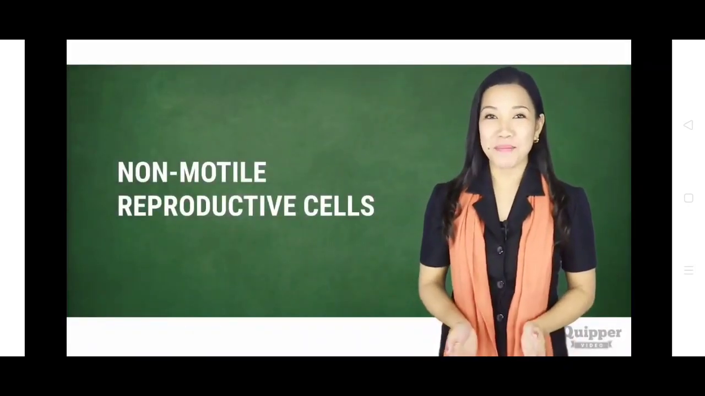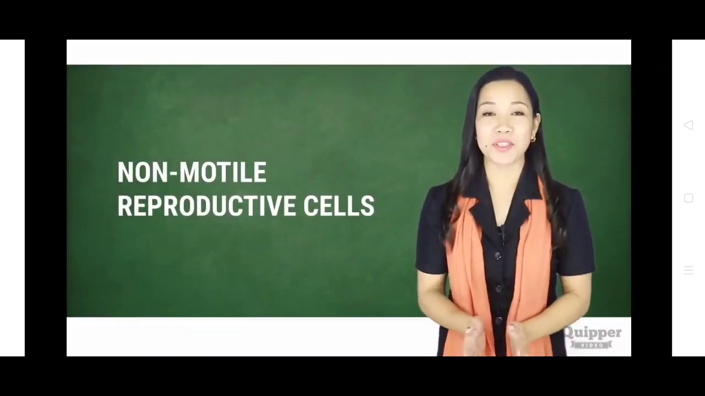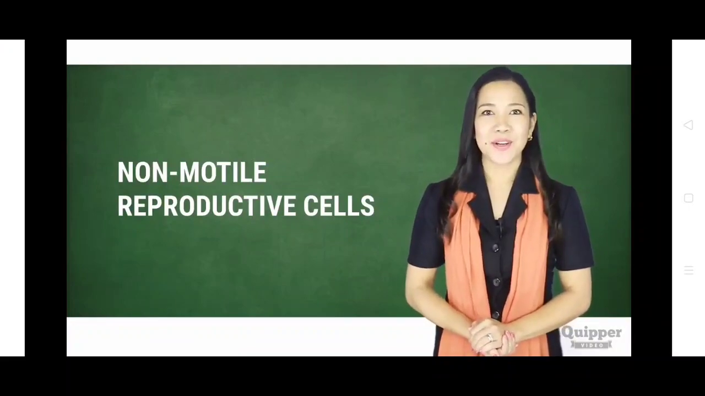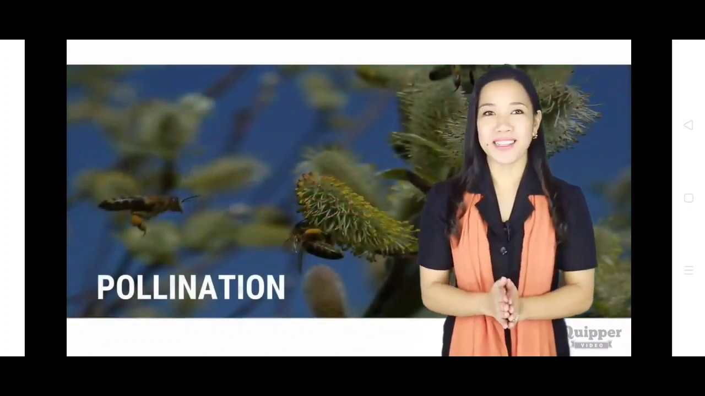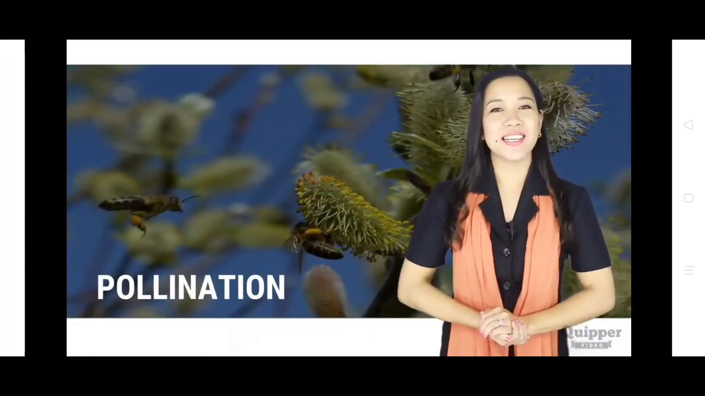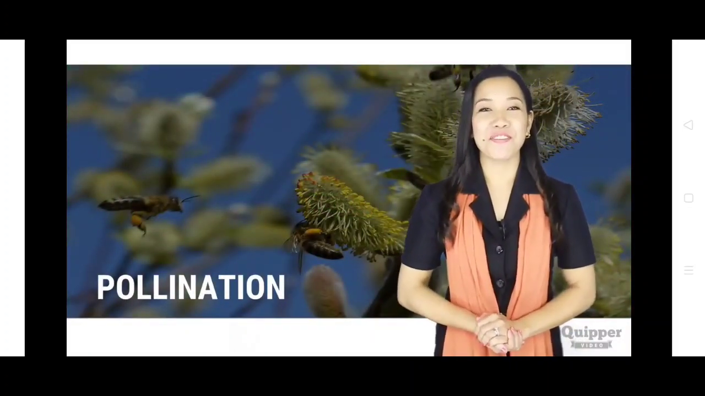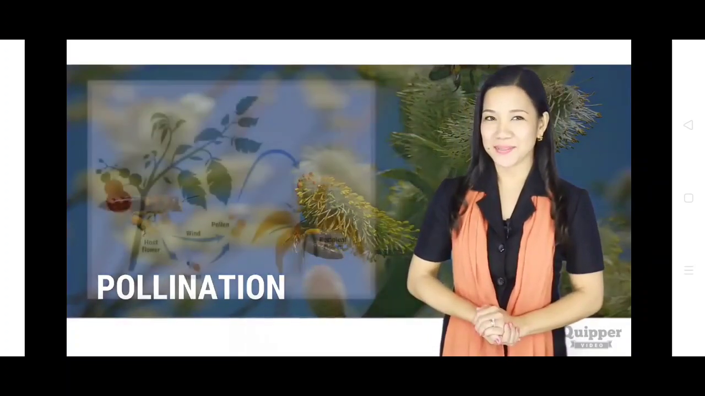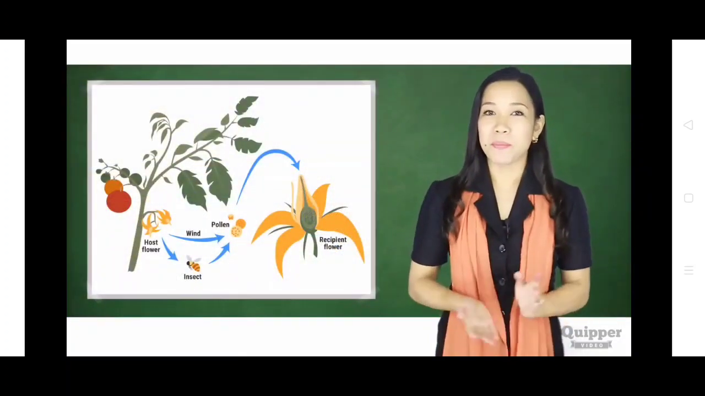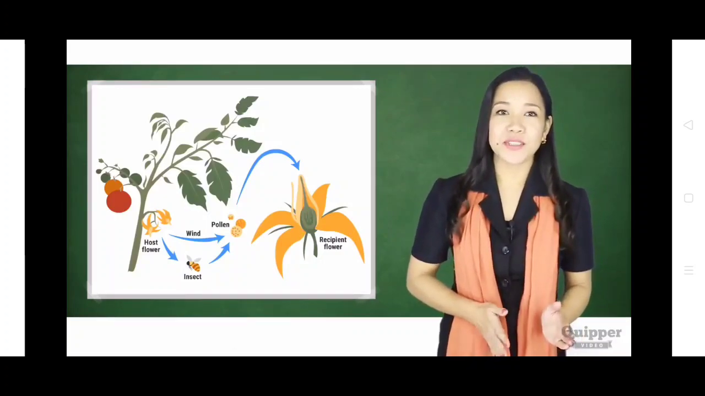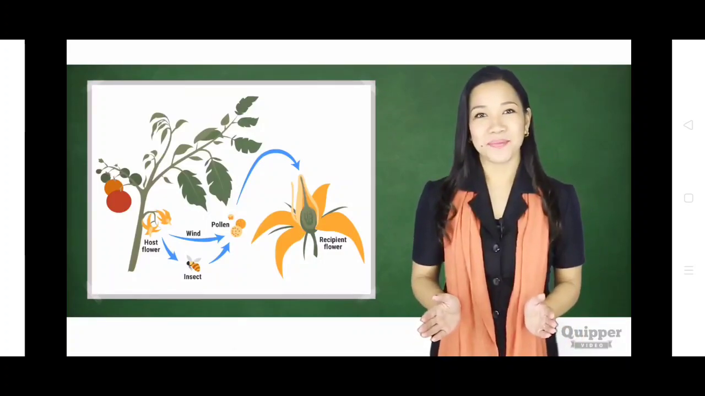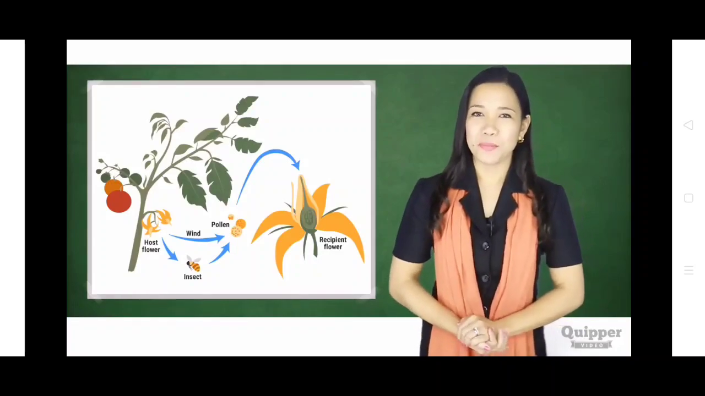Both the male and female reproductive cells of the flowers are non-motile. So how do they unite? The cells are brought together by pollination. Pollination is the union of the male and female reproductive cells. It takes place when the pollen grains from the male anther are transferred to the female stigma. There are three types of pollination.